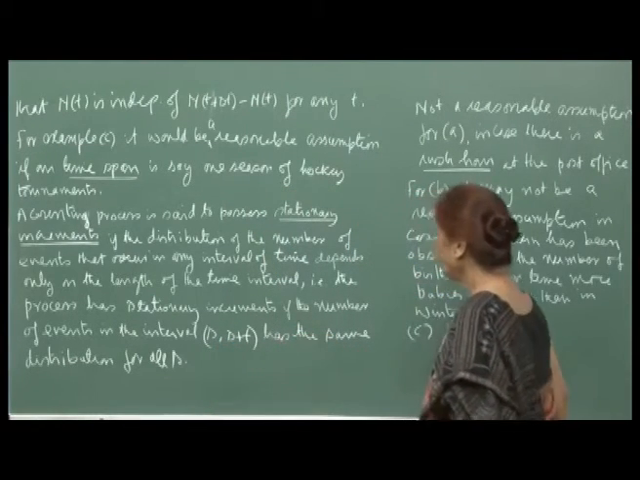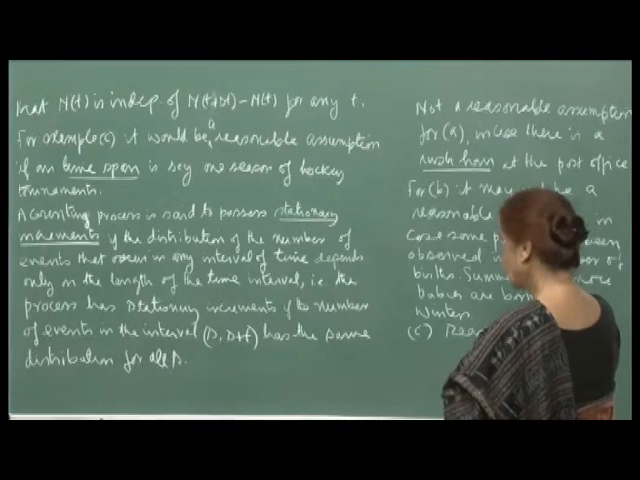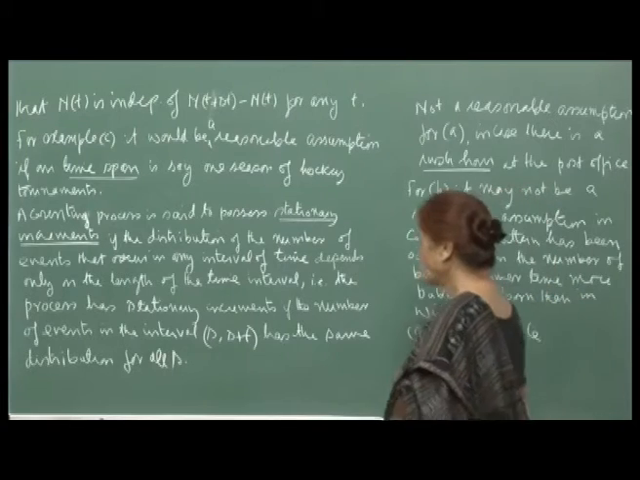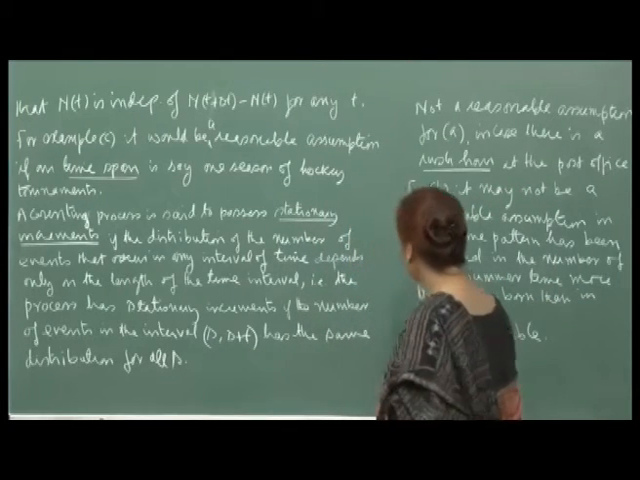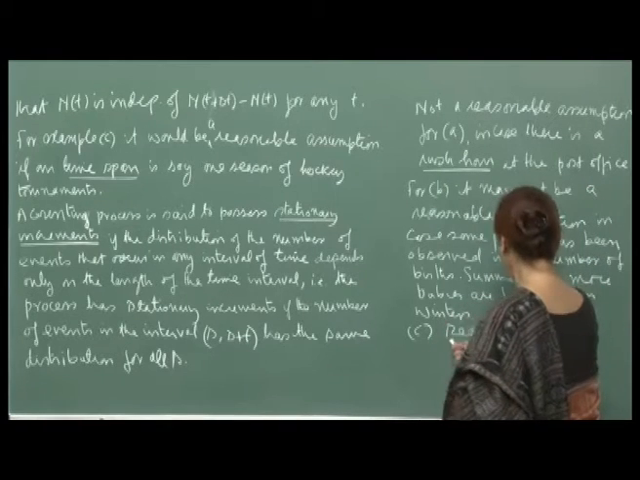Okay. So, for the same length of time, the number of events in the interval may not have the same distribution for all s. So, it may be different distributions. Okay. Then again for C, it will be reasonable.